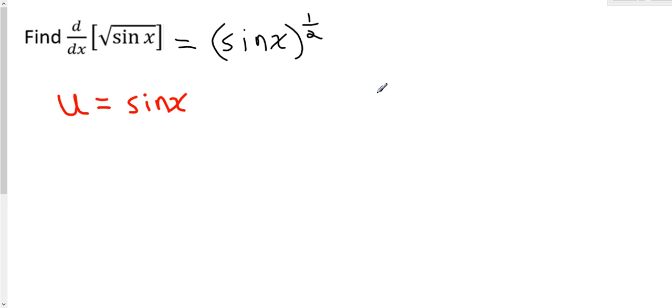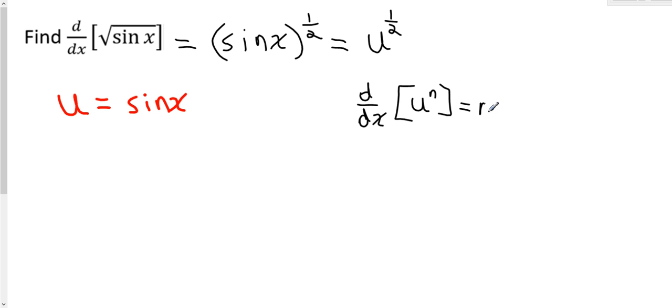So in this case, we're still using the general power rule, because this can be rewritten as u, which is the sine of x, to the 1/2. So you see that's a power function. So we're taking this derivative of u to the nth. So it's going to equal n times u to the n minus 1 times the derivative of u with respect to x. So we've seen this before. This is the general power rule.